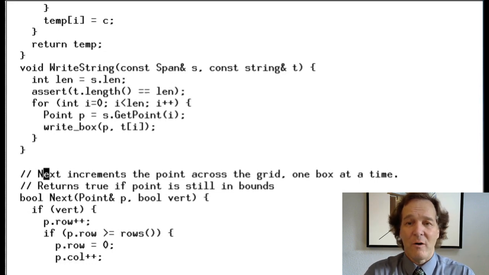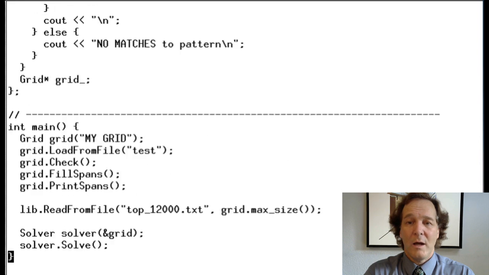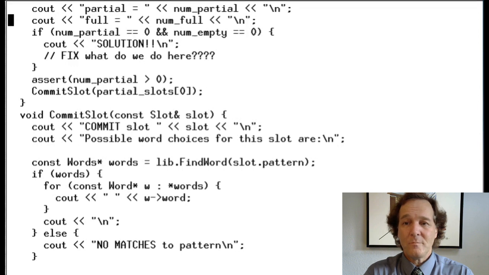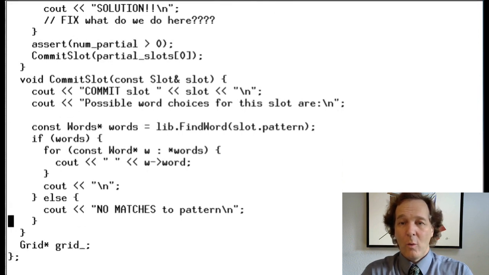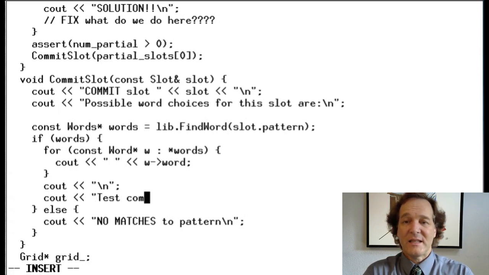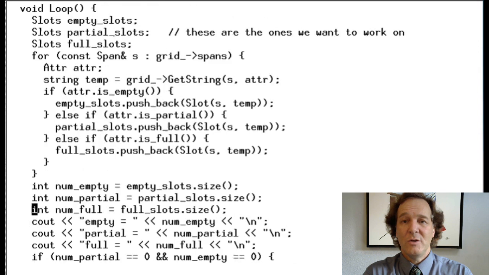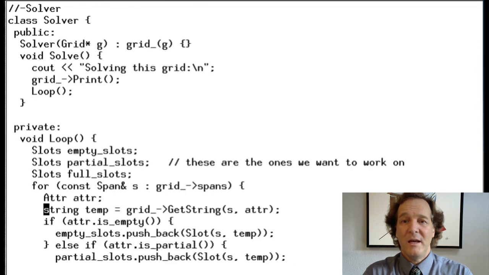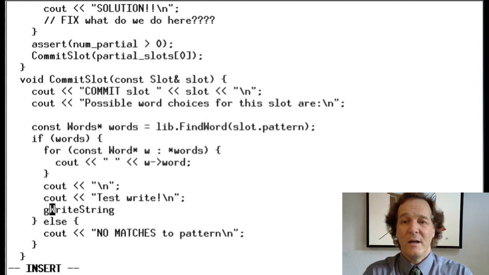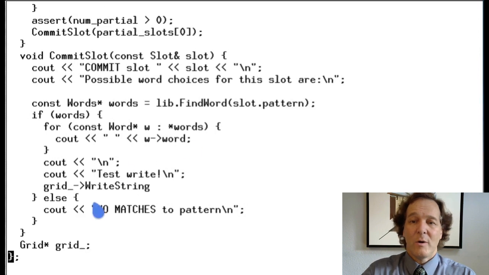So let's do a little test of that. Before we run the whole loop, let's run a small test. Let's do it in here. Commit slot. Right, so we're saying we have all these words to do. Right in here, let's do it. Let's call it test write. Okay, and let's do, what is that called again? It's called WriteString, and it's on the grid. So in this solver, we've got that as grid, and it's a pointer, so we'll do like that, right? We're going to write the string.